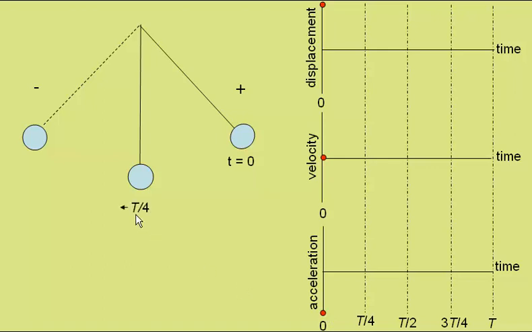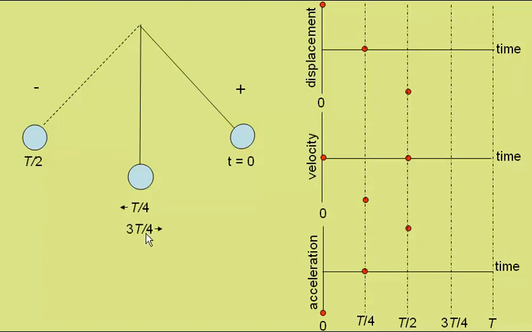Here, at time period over 4, moving to the left, I now have 0 displacement. I have a maximum velocity in the negative direction, which will be down here, and I have 0 acceleration. Across here, now we are at half the time period, and we have now maximum displacement in the negative direction. We have 0 velocity, and we have maximum acceleration to the right in the positive direction. So I can mark here.